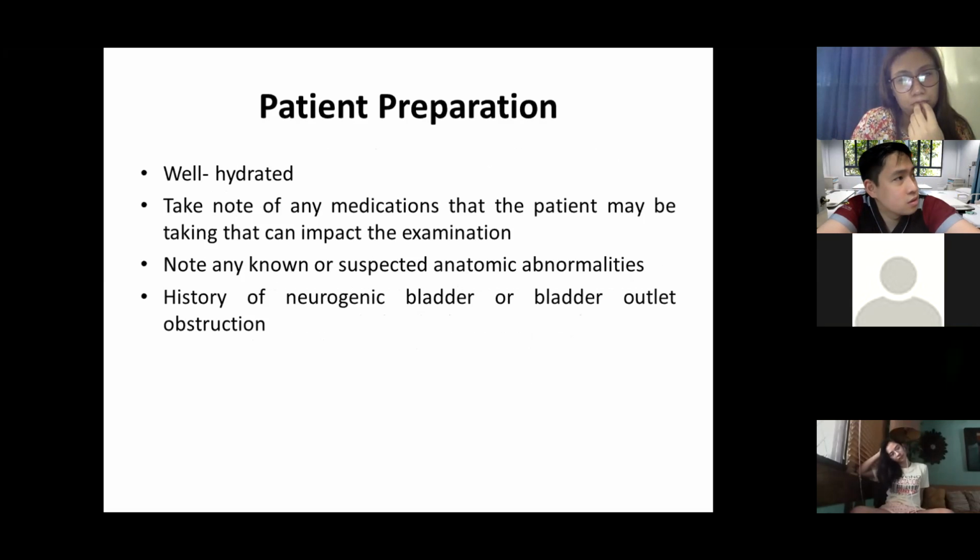For patient preparation, the patient should be well hydrated. Take note of any medications that the patient may be taking that can impact the examination and its interpretation, for example, blood pressure lowering medications. Note any known or suspected anatomic abnormalities that may impact the patient positioning as well as the placement of the gamma camera, and any history of neurogenic bladder or bladder outlet obstruction.